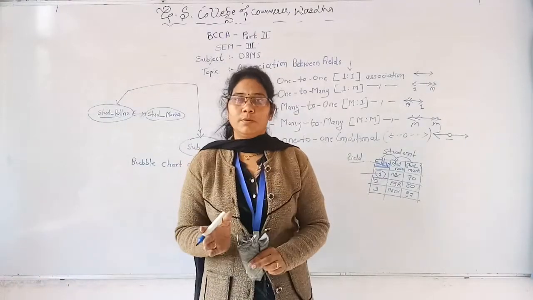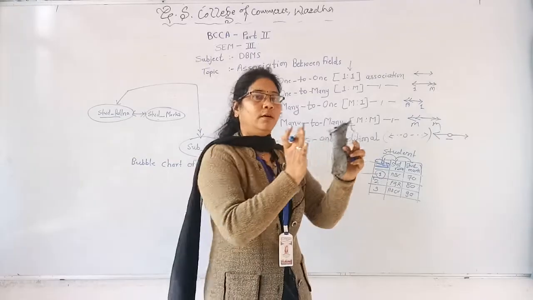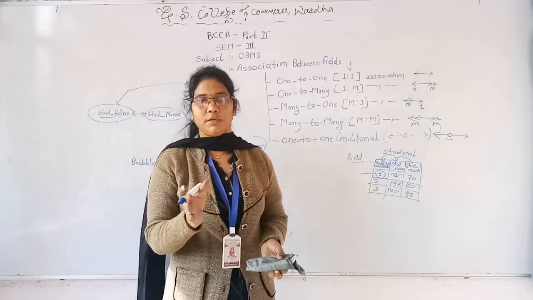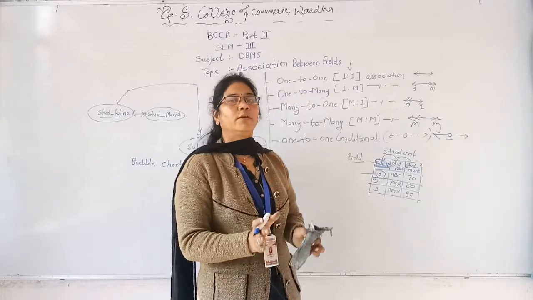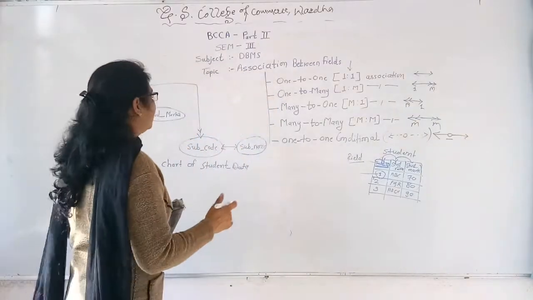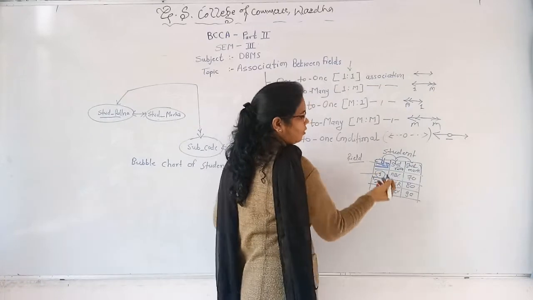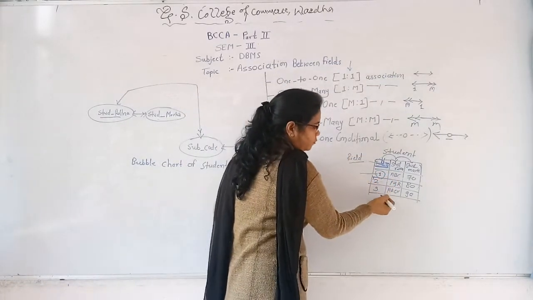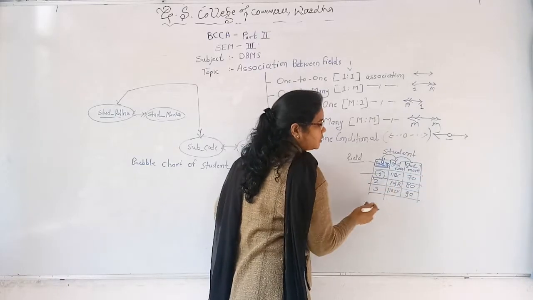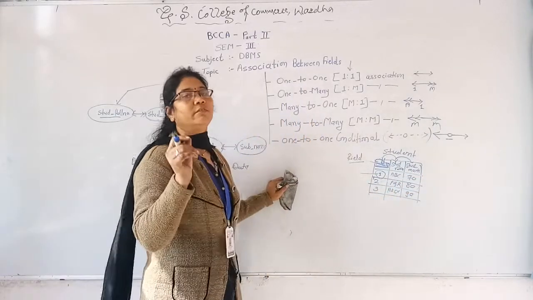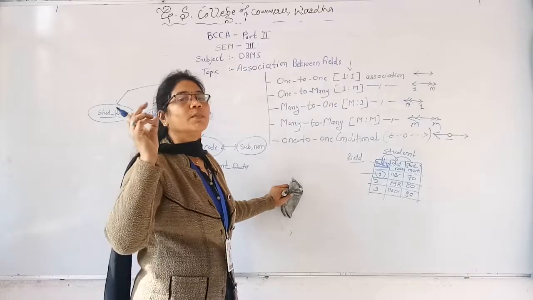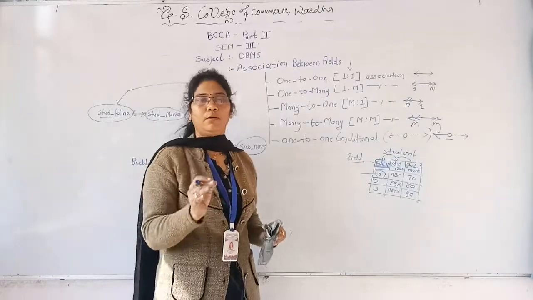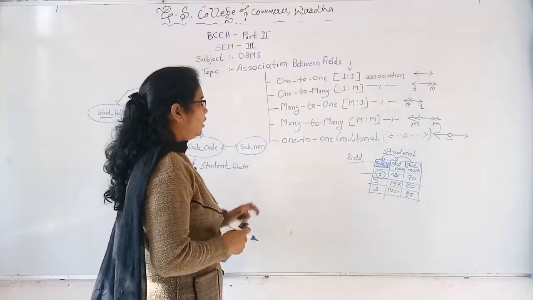That means number of students can, for example, number of students can be registered for number of subjects, like in our data, like student ID, or we can say the student roll number. Number of students are assigned to number of subjects in one semester. This is nothing but the association between the fields, and this is nothing but the example of that particular association.